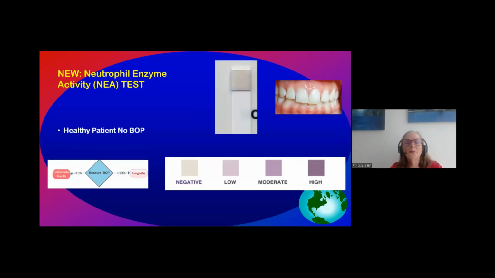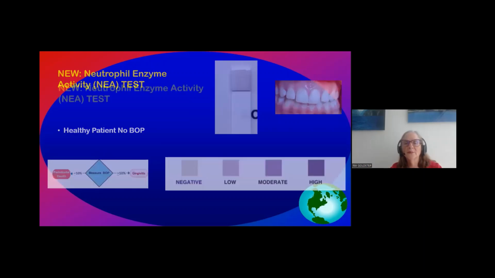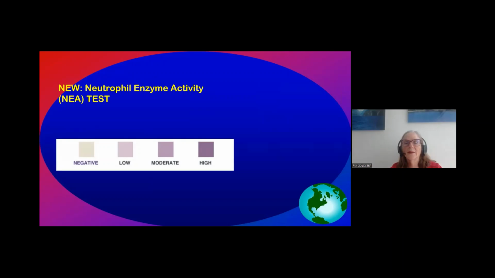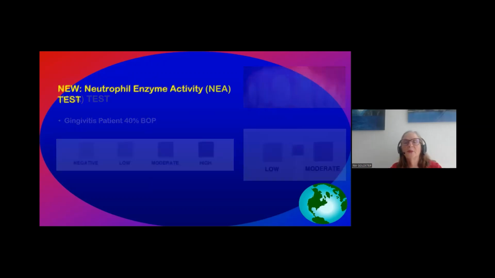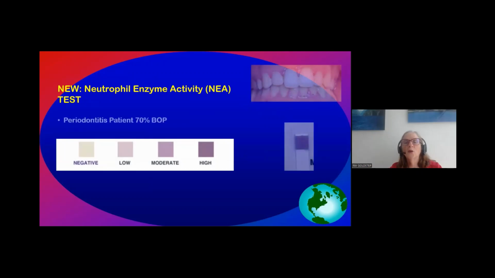So here's a patient with less than 10% bleeding on probing, and they had a negative test with this new neutrophil enzyme activity test. Patient with 40% bleeding on probing had a moderate test, and over 70%, it was dark with a high test. So the color is indicative. This is a very simple way of seeing how serious the gingivitis, the inflammation, is in the patient.